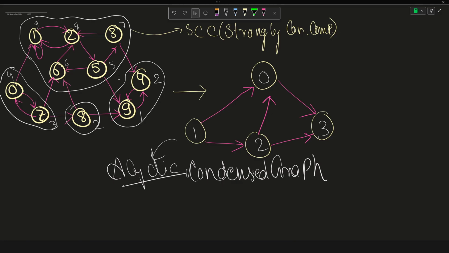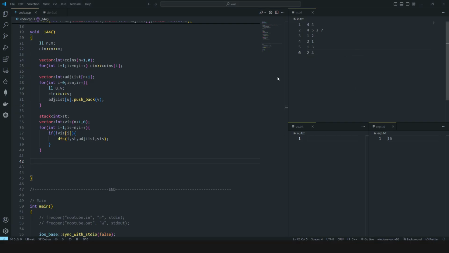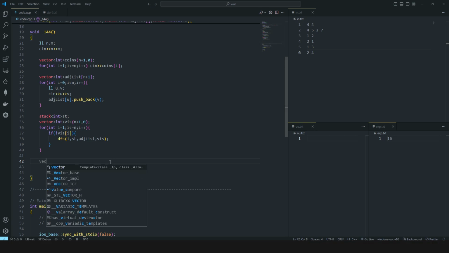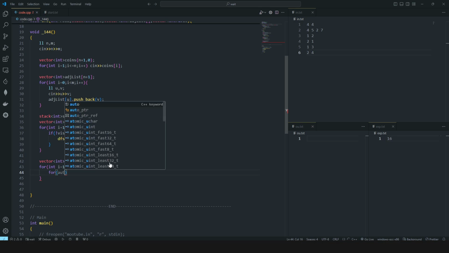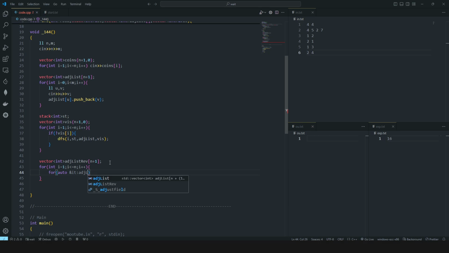I told you that we have to reverse each and every edge present in this graph. So in order to reverse the edges, we will be constructing another adjacency list. Let's name it adjacency list reverse, and its size will also be the same, that is n+1. And how will I do this? So we would be visiting each and every room, and whatever nodes were earlier present here, that is whatever neighbors were present there, that is this.